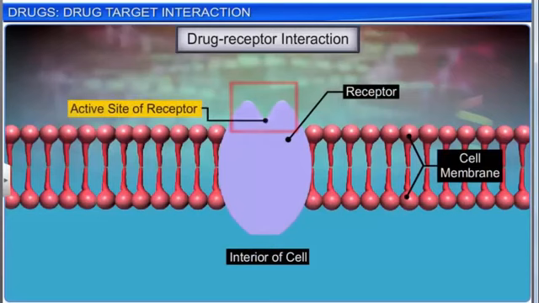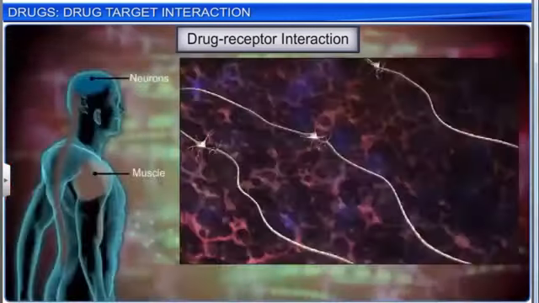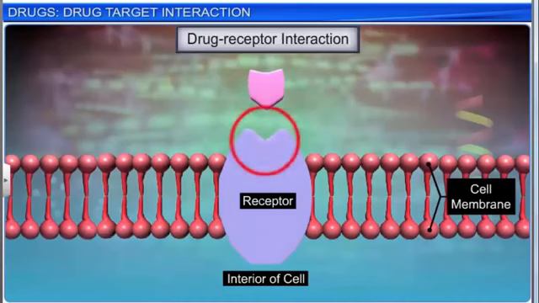The active site of a receptor extending out of the membrane receives chemicals known as chemical messengers, which pass messages between two neurons and between neurons and muscles. The active site of a receptor changes its shape slightly to accommodate a chemical messenger. Once the chemical messenger moves away from the receptor, the active site regains its original shape.